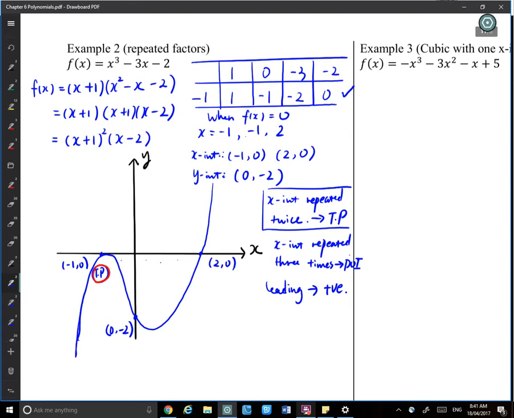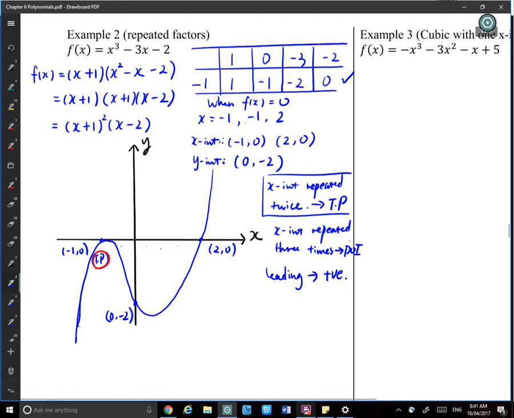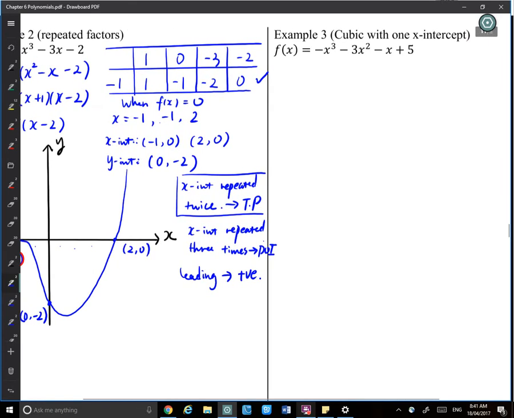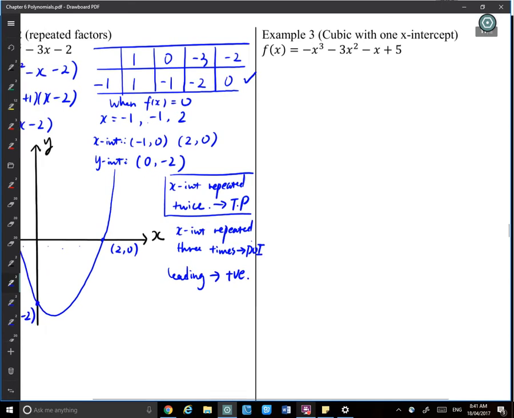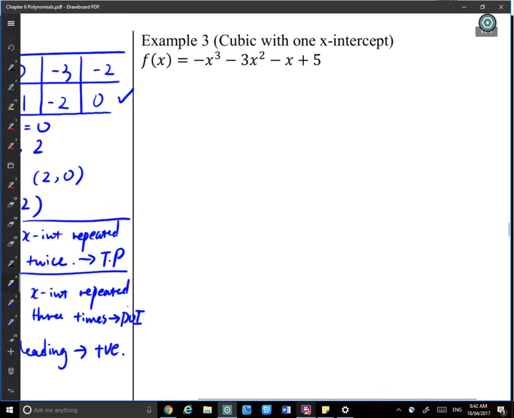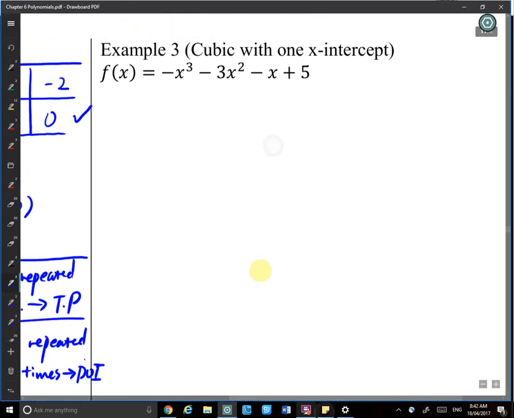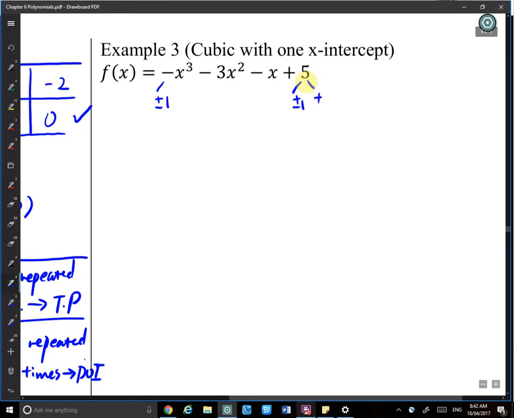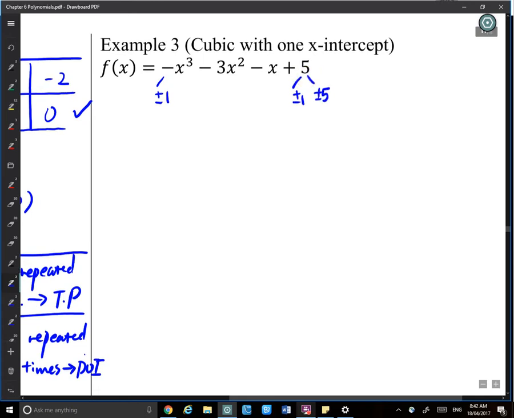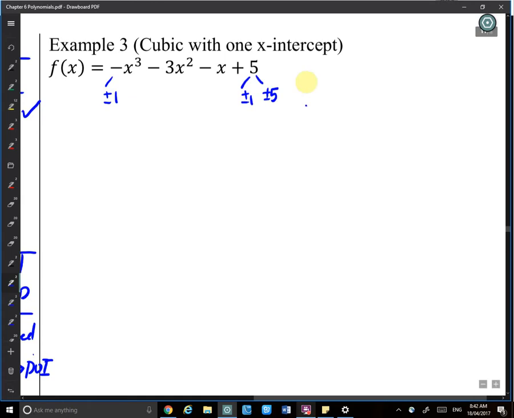So let's have a look at the third case. Example 3: cubic with only 1 x-intercept. We have minus x cubed minus 3x squared minus x plus 5. So what I will try is plus minus 1 and plus minus 5. That's what I'm going to try. I will set up this table first.